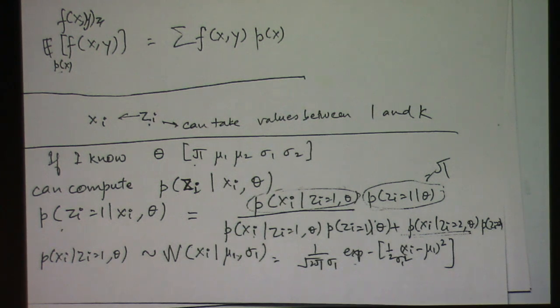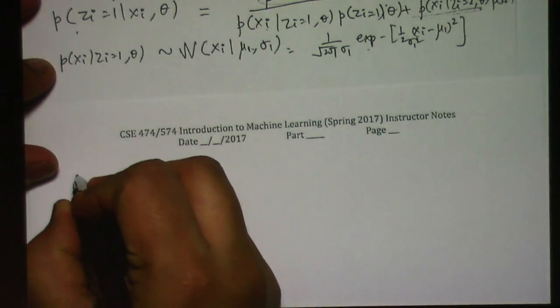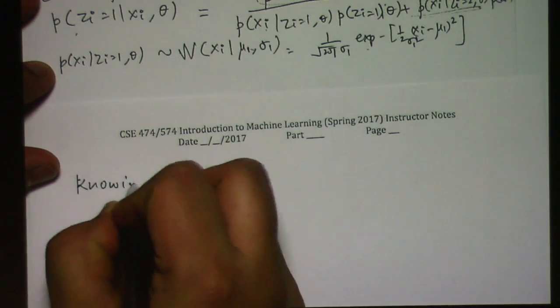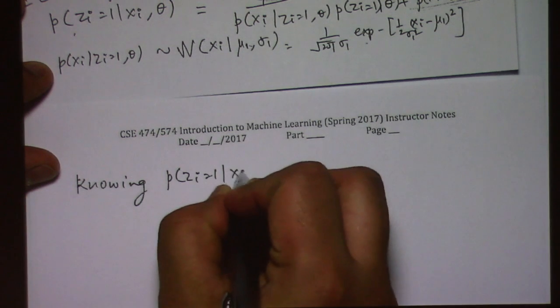So this now lets us take these values for zi's and re-estimate my parameters. Using the probability of zi being 1 or 2 given xi, I can assign xi to one of the two mixture components, and then I can partition my data into two parts. One part would be those xi's for which p of zi equal to 1 is greater than p of zi equal to 2 given xi, and the other partition is the one in which p of zi equal to 2 is higher.